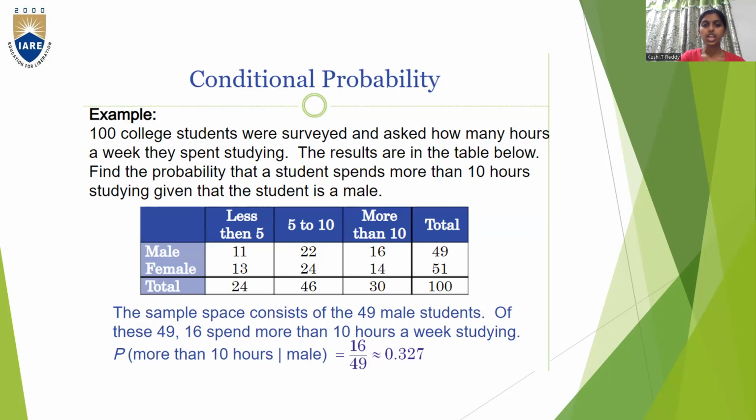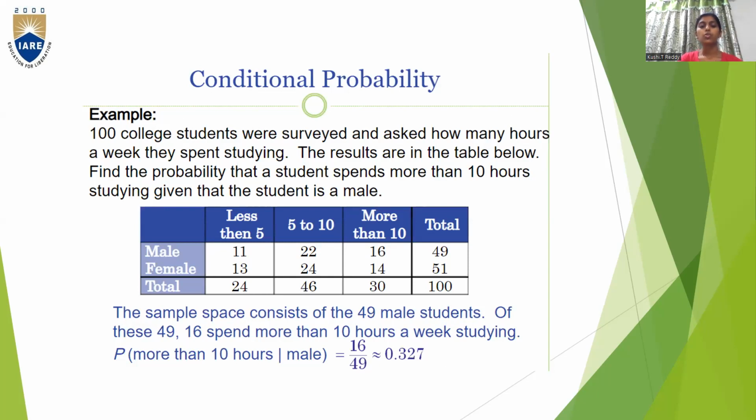And this is another example. 100 college students were surveyed and asked how many hours a week they spent studying. The results are in the table below. Find the probability that a student spends more than 10 hours studying given the student is male. So the sample space consists of 49 male students, and out of these 49, 16 spend more than 10 hours a week studying.